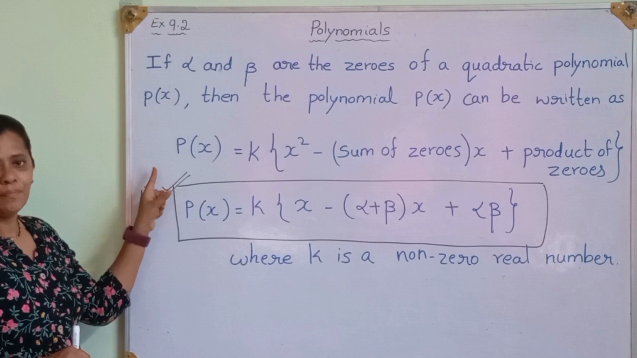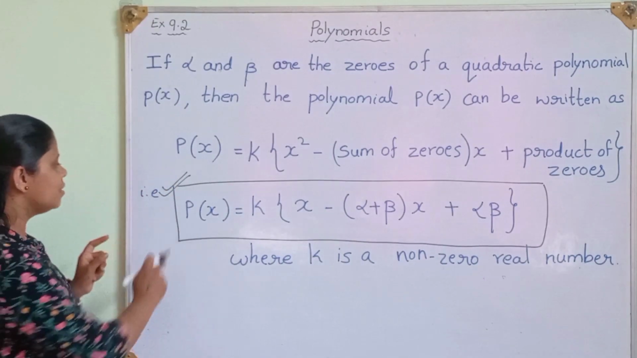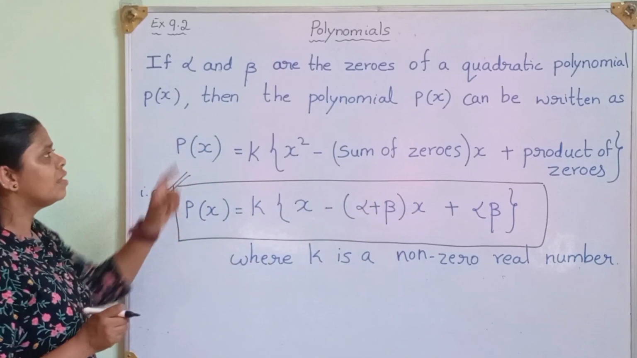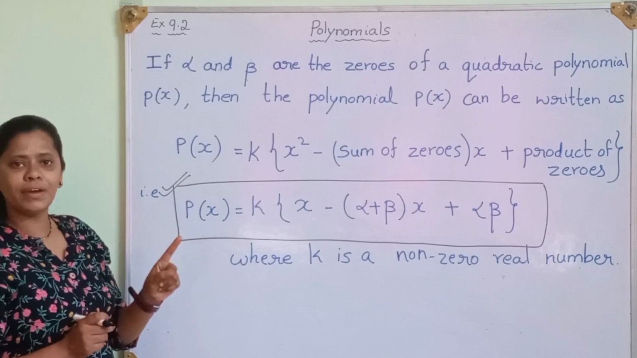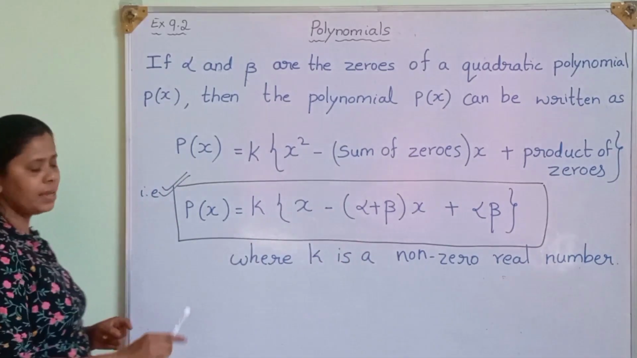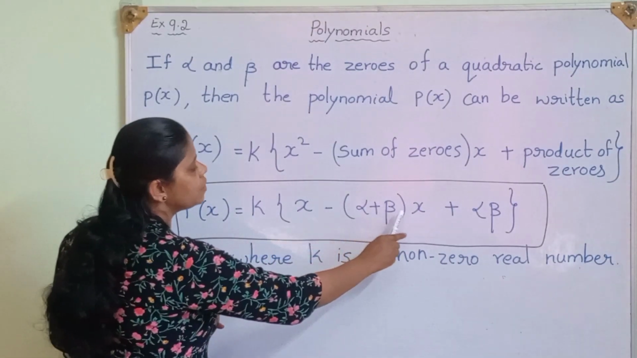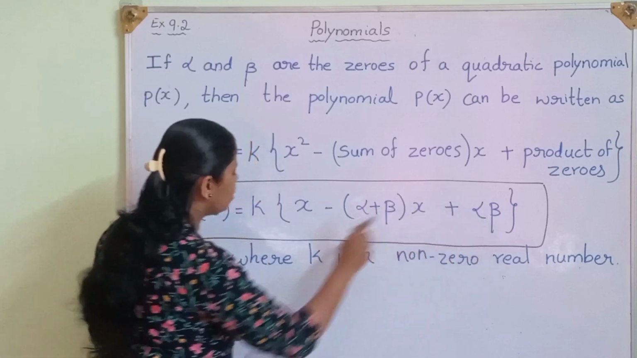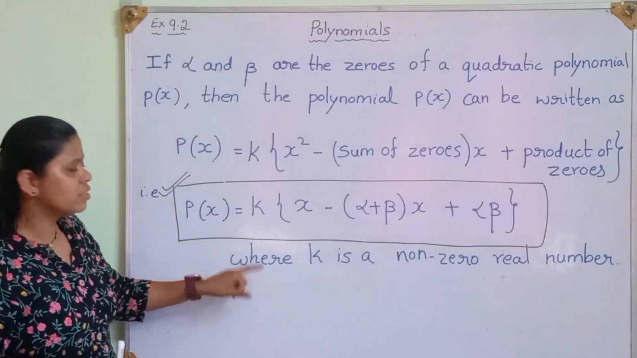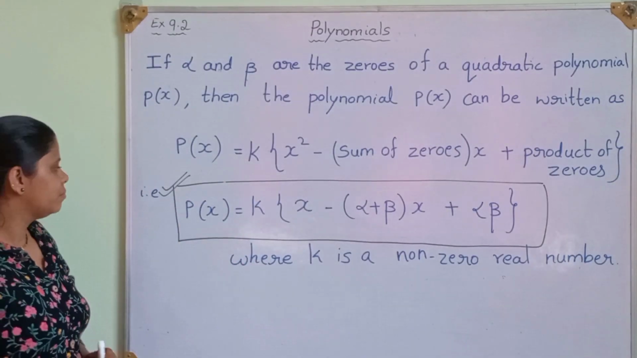But to solve exercise 9.2 second main, this much is enough. Just try to understand, when the zeros of the polynomial are given, then the polynomial can be written in this form. That is, p of x is equal to k into x square minus alpha plus beta into x plus alpha beta, where k is a non-zero real number. This much information is enough to solve exercise 9.2 second main.